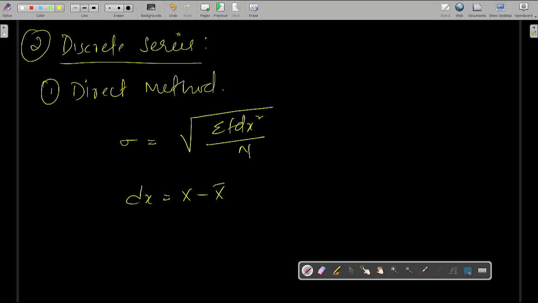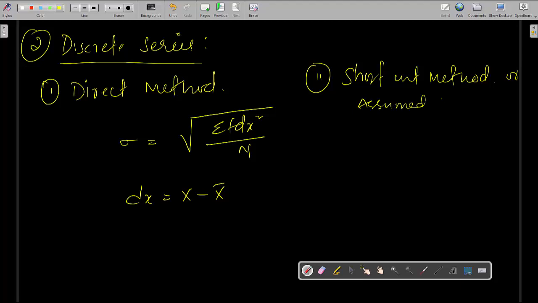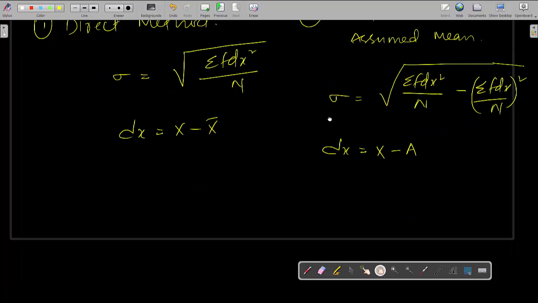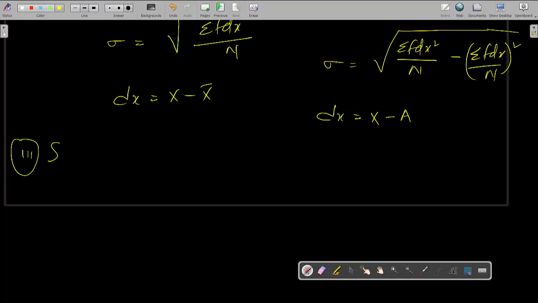Alright, so number 2 we have the shortcut method or assumed mean method. Here our standard deviation is square root of sigma f dx square by n minus (sigma f dx by n) whole square. Okay, here dx we calculate as x minus a, because we will be assuming one mean from the given values. Now this is for the discrete series shortcut method. And next we have the third one, the step deviation method.